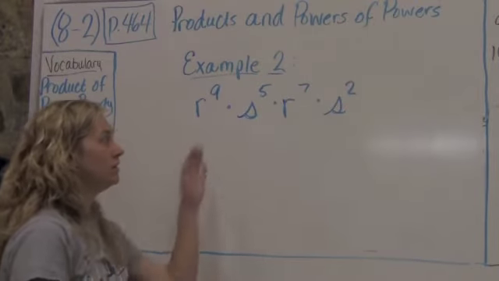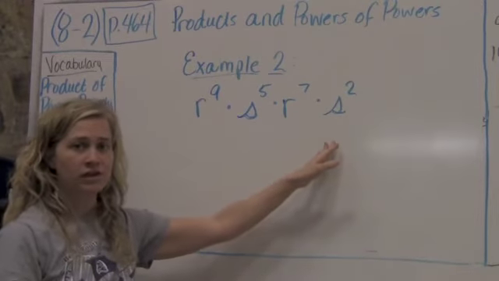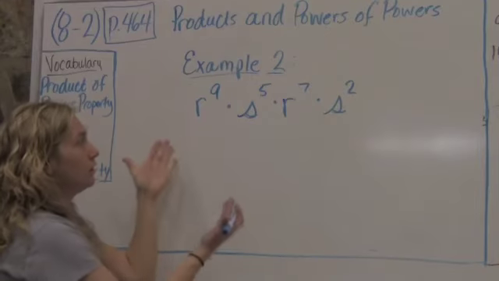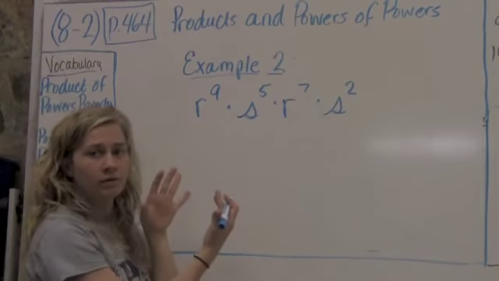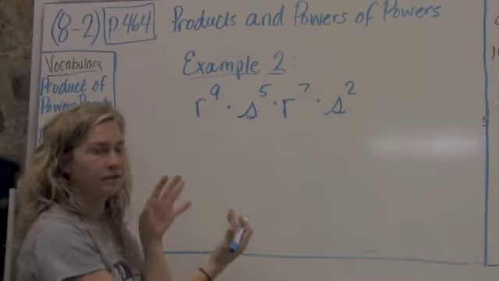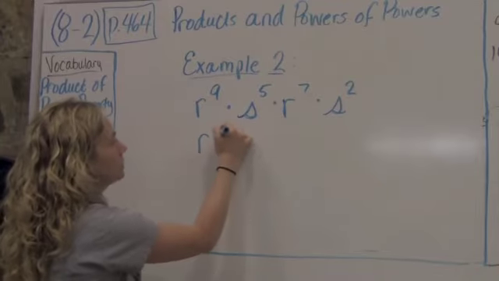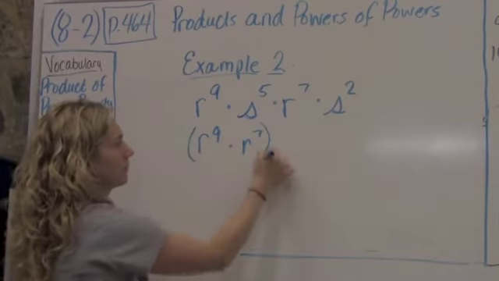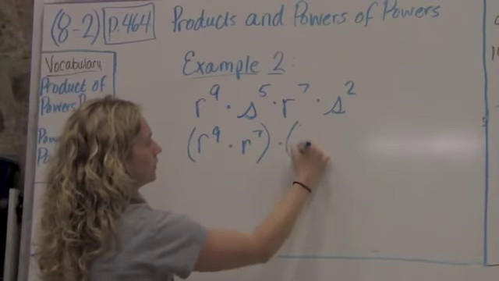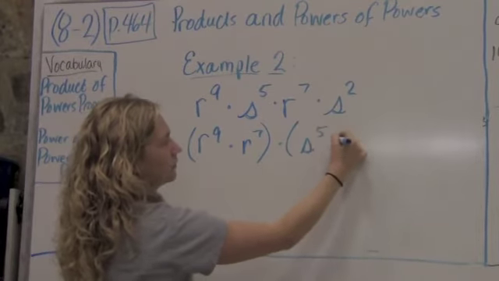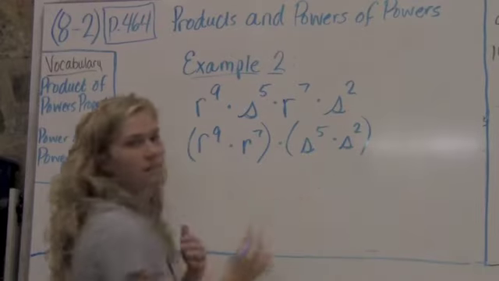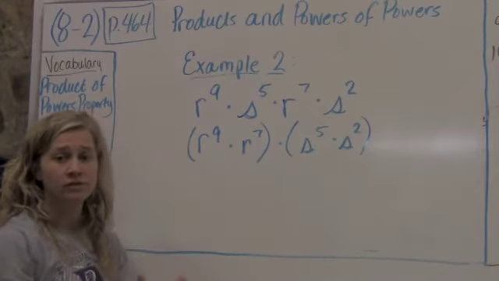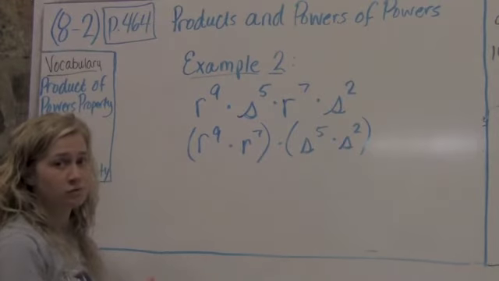So what you want to do is, the commutative property of multiplication allows you to move these into any order. So what we want to do is group the powers that have the same base. So r to the 9th times r to the 7th times s to the 5th times s squared. Then you can simplify further by using the product of powers property.